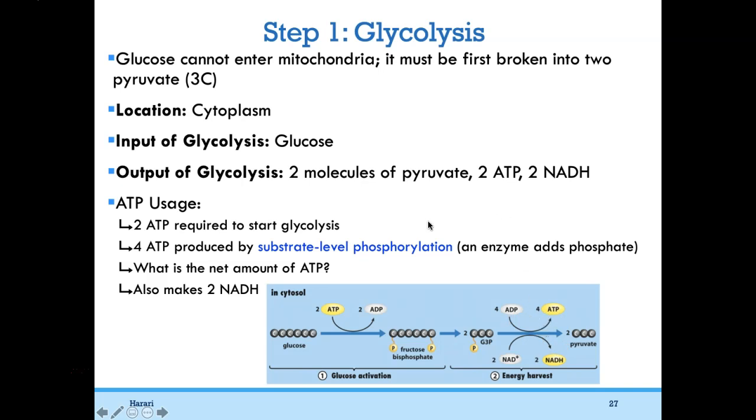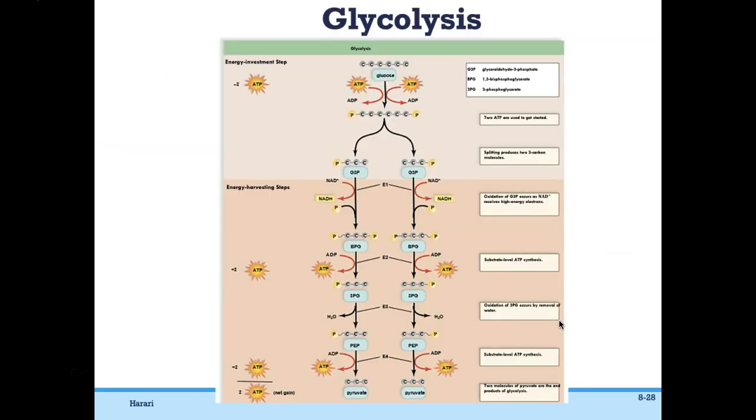It's a less efficient way. We're making it by substrate level phosphorylation, which means an enzyme adds a phosphate to ADP to make it ATP. Since we needed to put in 2 ATPs and we get 4 ATPs, that's how we output a net of 2 ATPs. Right? We need to put in 2, we got 4. So in the end, we have a net of 2 ATPs and 2 NADHs out of glycolysis. So that's what you have to know for glycolysis.